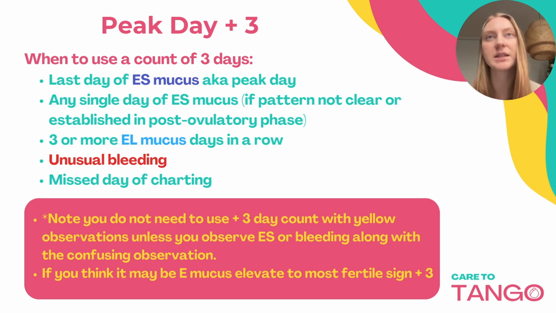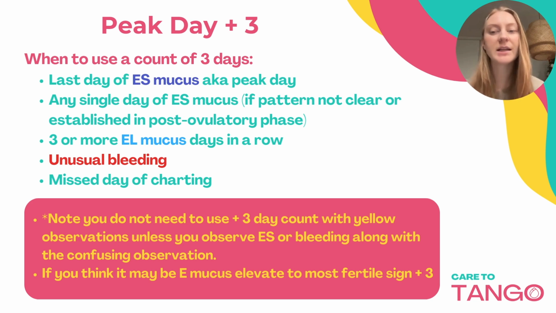So we can call these fertile patches. These can be observed as EL or ES mucus before an actual establishment of the ovulatory phase. Therefore, all ES observations should be followed by a count of 3 days. Bleeding can obscure the observations and may appear in the pre-ovulatory phase, around ovulation, or before menses.